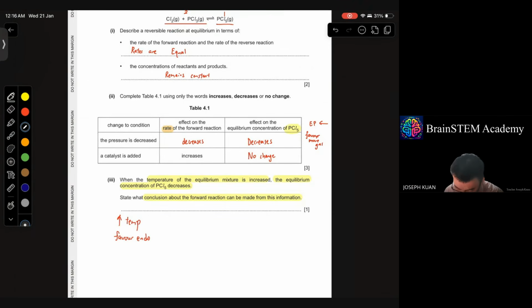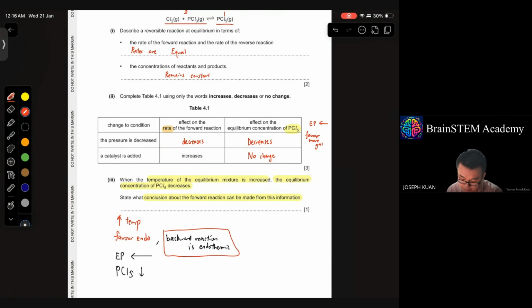But we see PCl5 decreases. Now, what does it mean when PCl5 decreases? It's the product, right? It means the equilibrium position must have shifted to the left. So why does it shift to the left? Because the backward reaction is endothermic. So the missing puzzle is this one. We use this linear reasoning: increase temperature, favor endo. We see PCl5 decreases, meaning the equilibrium must have shifted to the left.